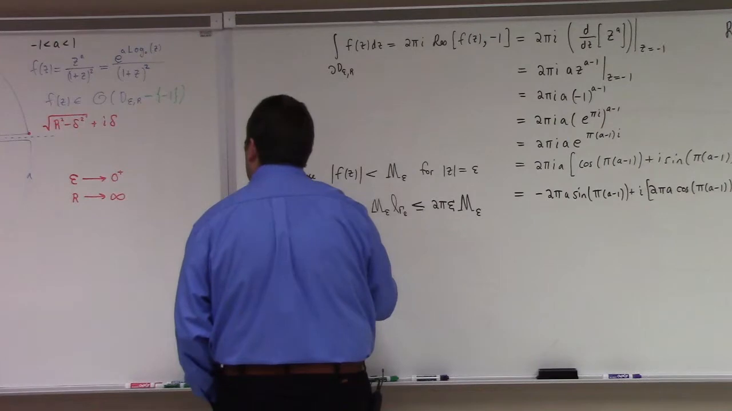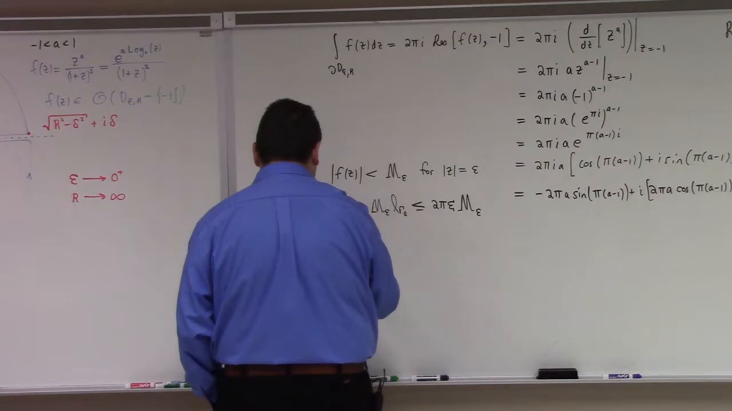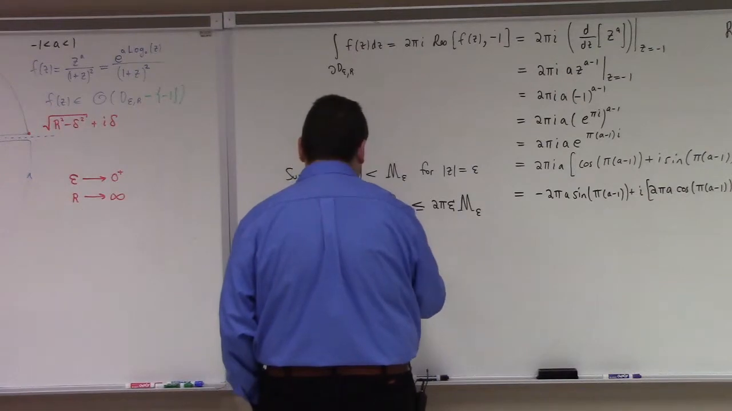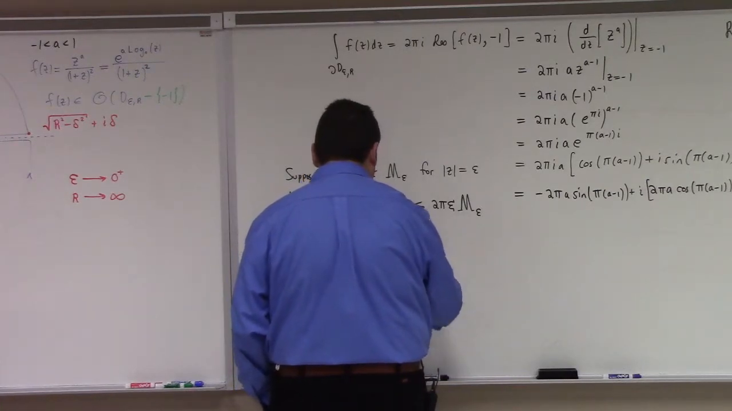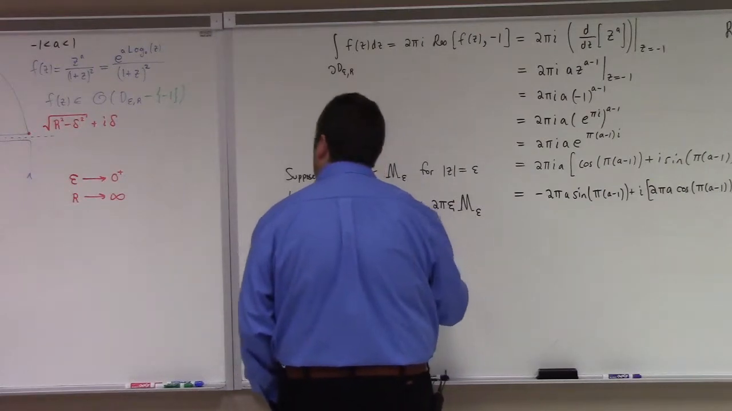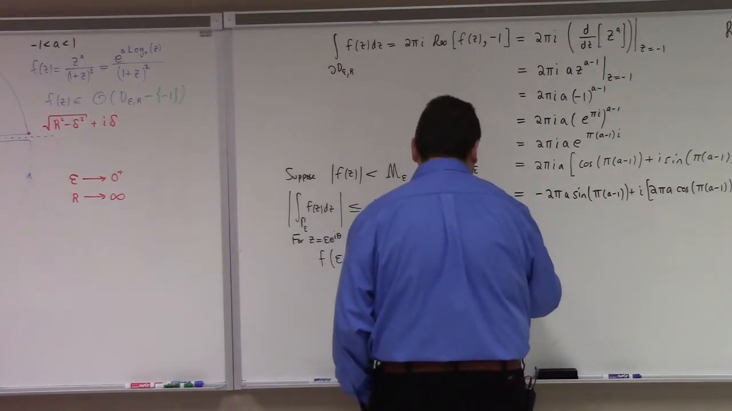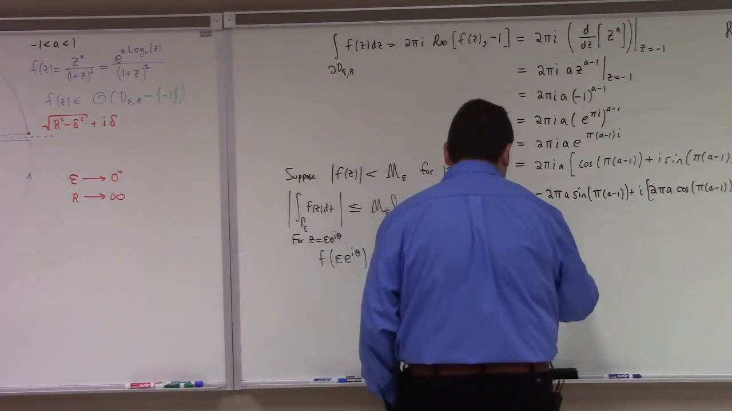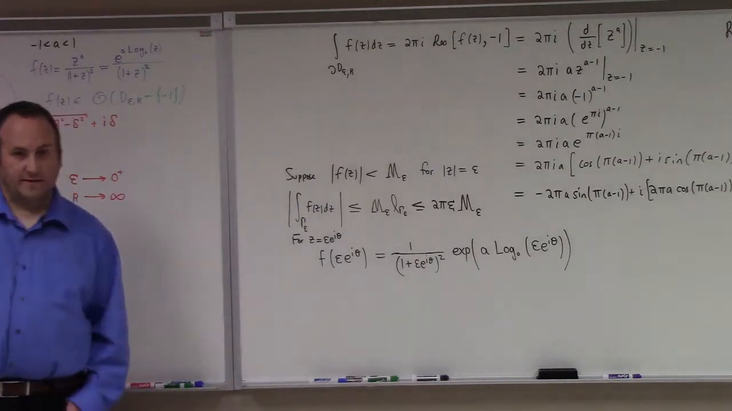We've got f of epsilon e to the i theta. How does that work out? 1 over 1 plus epsilon e to the i theta, quantity squared, and then times the exponential of a times log sub 0 of epsilon e to the i theta. We need to bound that thing.